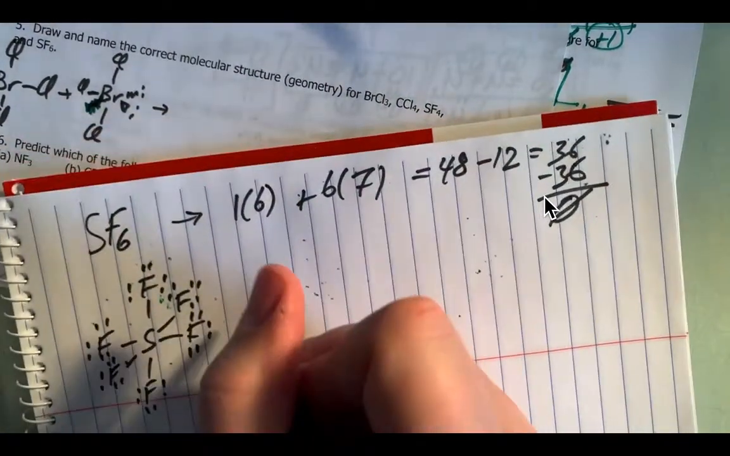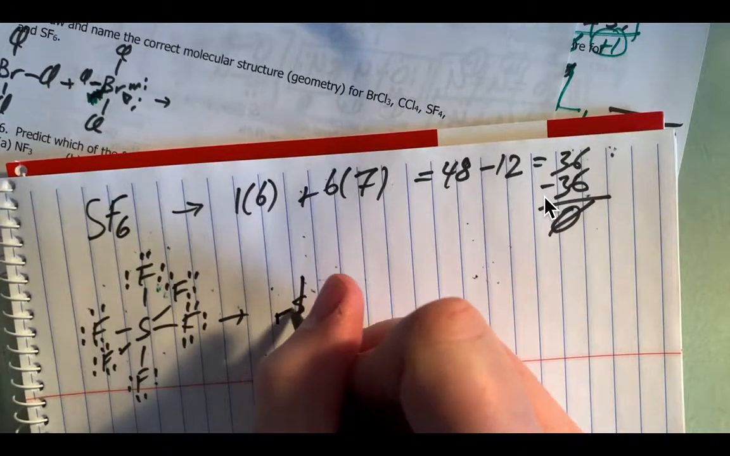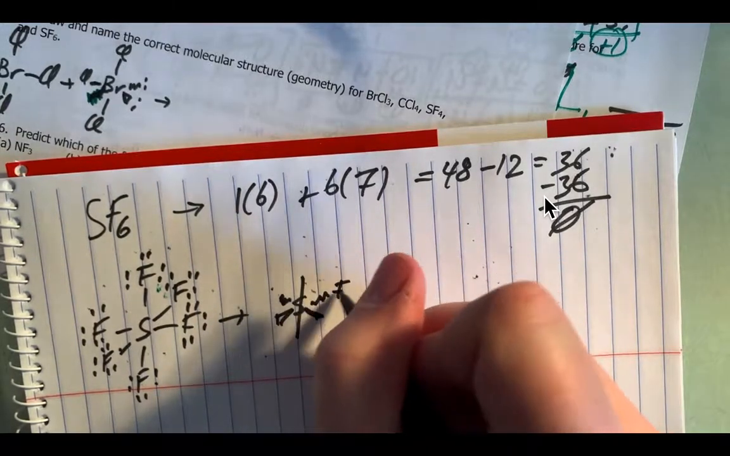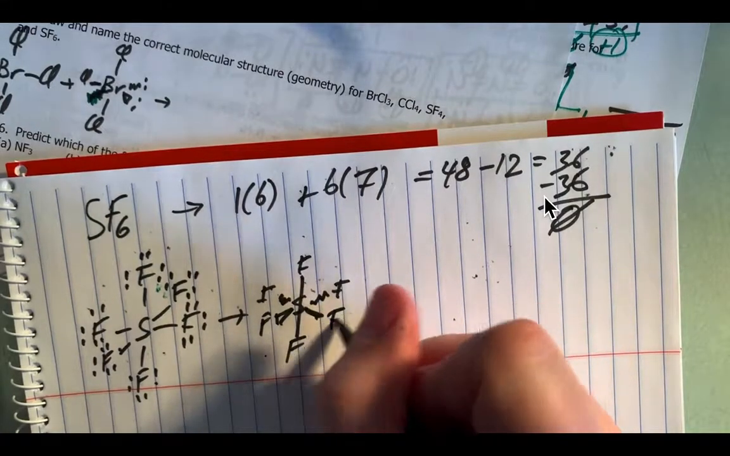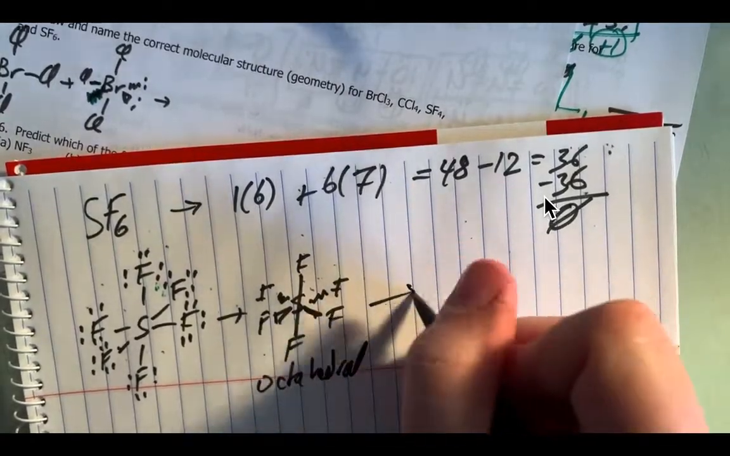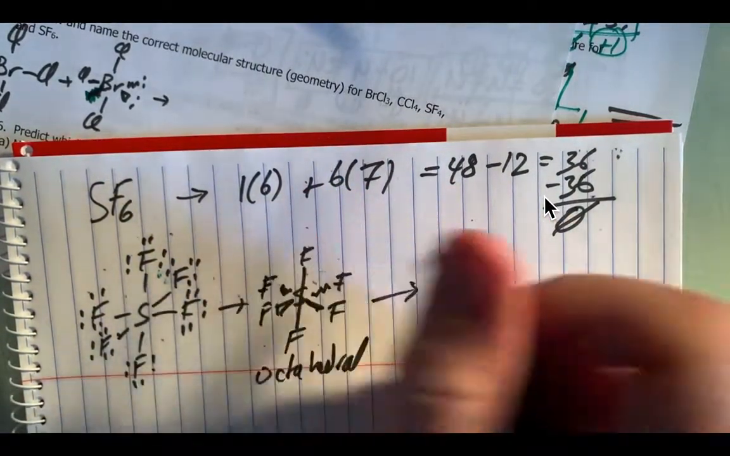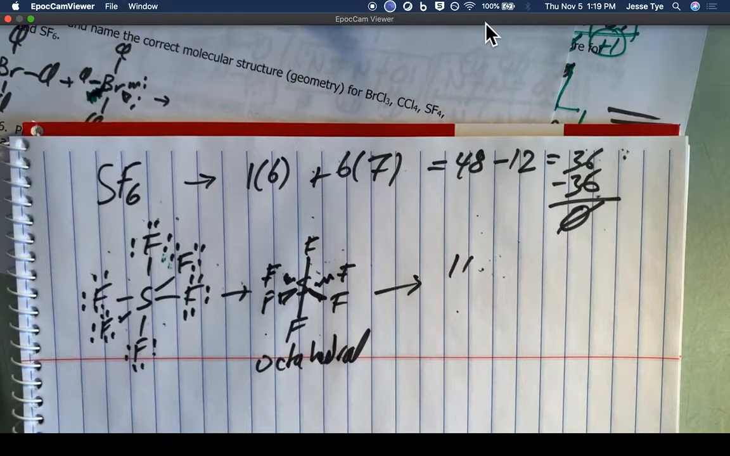And so this has a structure called octahedral. And since there aren't any lone pairs on the central atom, the molecular structure itself is also octahedral.